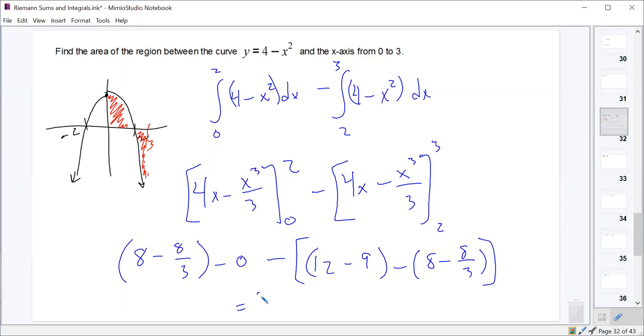Hopefully my arithmetic is right there. 29 thirds. Or did I say 29? No, that's not right. 23 thirds. Yeah, 23 thirds. Right? Is that what you guys get if you do that arithmetic?